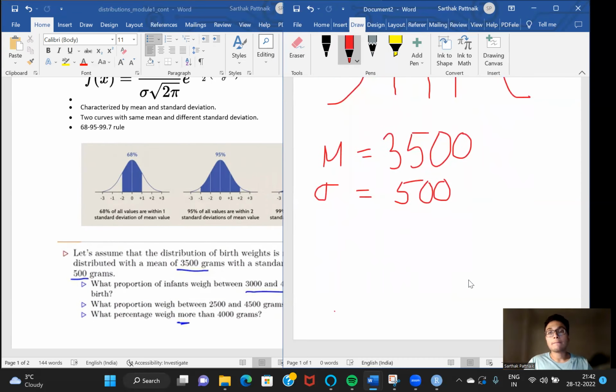So for now, we'll apply our 68, 95, 99.7 rule over here. And we'll say that 68% of the data lie within one standard deviation from the mean, which means they lie between 3,000 and 4,000.